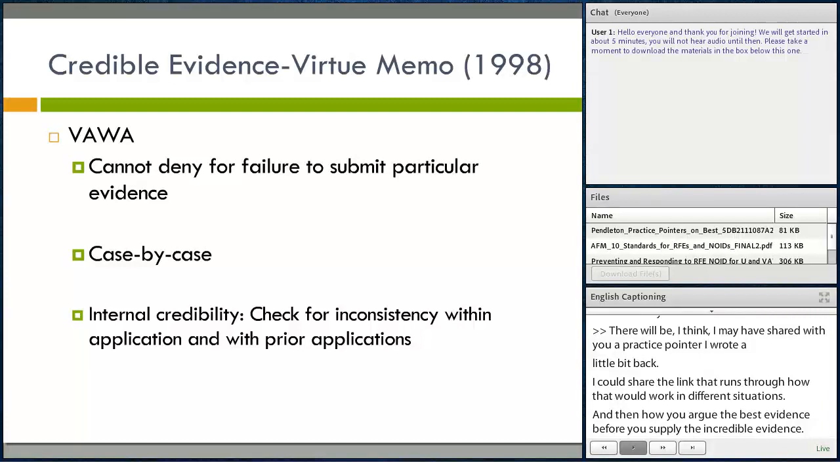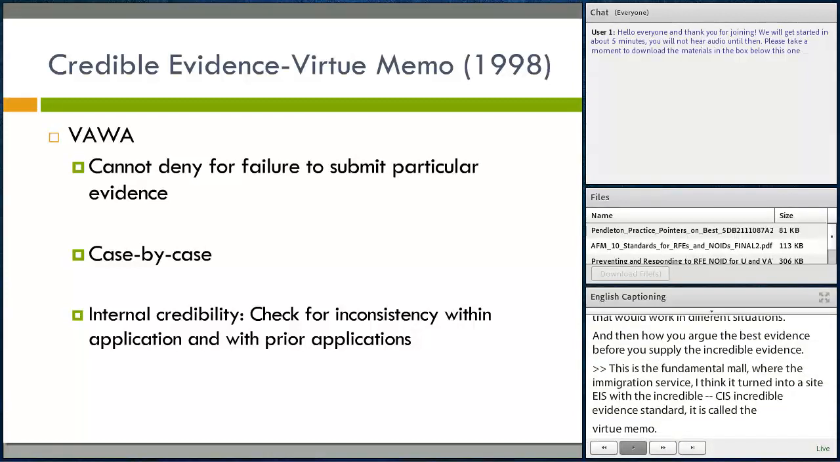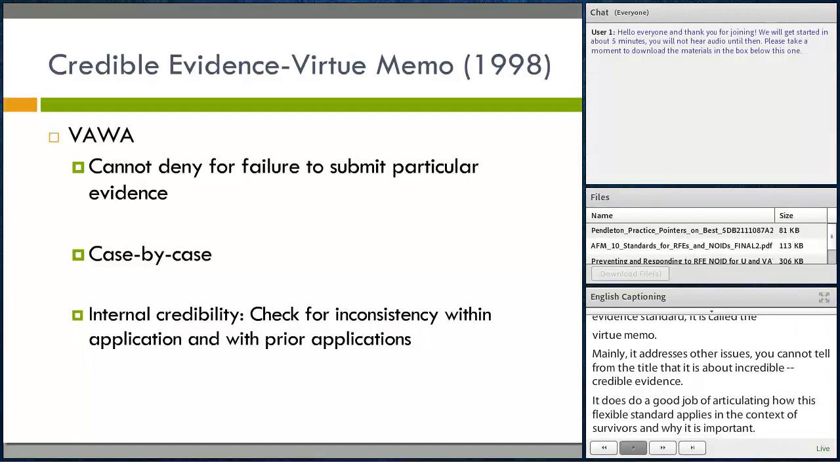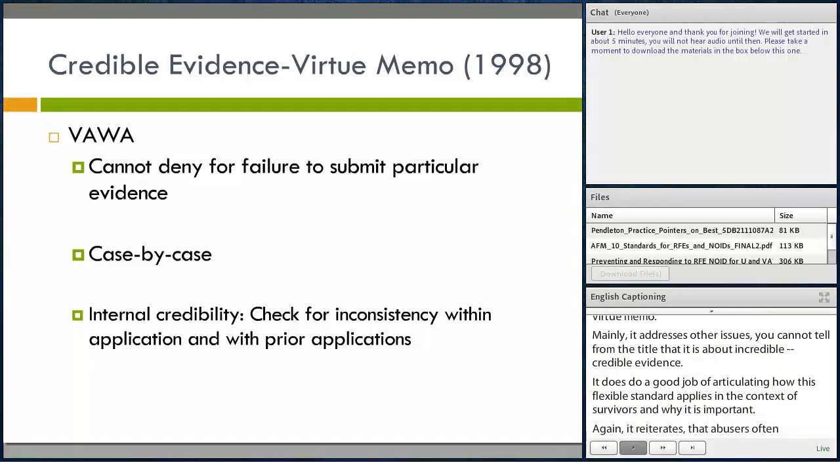It's by an officer there named Virtue, which is why we call it the Virtue Memo. It mainly addressed other issues, so you can't really tell from the title that it's about any credible evidence. Back then, you still had to show extreme hardship, and I think it might have addressed that. But it does do a good job of articulating how this flexible standard applies in the context of survivors and why it's important. Again, it reiterates that abusers often control the evidence, but it's going to be an individualized evaluation of whether your particular survivors should be able to obtain that evidence, and if they can't, what other evidence is found credible based on the whole totality of the circumstances and the context of your survivor's experience.